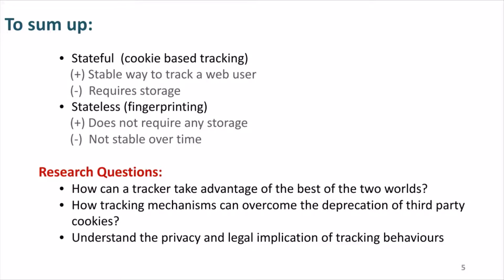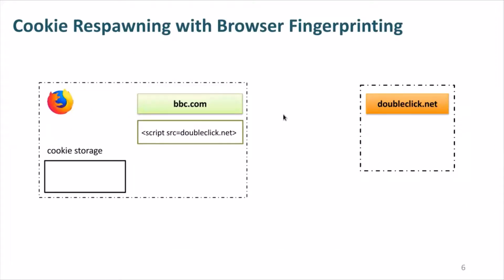Several studies measured the prevalence of stateful and stateless tracking techniques separately. However, to the best of our knowledge, none of these works studied the combination of both tracking techniques. In this work, we study how trackers can combine the two tracking techniques and take advantage of the best of the two worlds. As you might know, today we're moving toward the deprecation of third-party cookies. In this study, we show how cookie respawning with browser fingerprinting can overcome the deprecation of third-party cookies and still ensure persistent tracking. Finally, we study the privacy and legal implications of this tracking behavior with the help of a legal scholar. So how does cookie respawning with browser fingerprinting work?